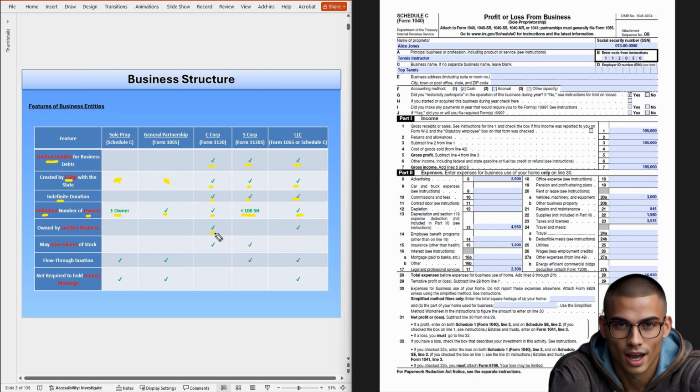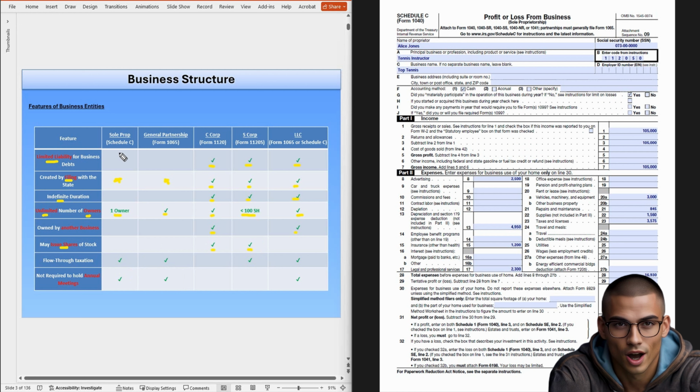Both a C Corp and an LLC can be owned by another business. An S Corp can own another business, but they cannot be owned by another business. And that applies to the general partnerships as well as the sole proprietorships. Both a C Corp and an S Corp may issue shares of stock. General partnerships, sole proprietorships, and LLC may not issue shares of stock.